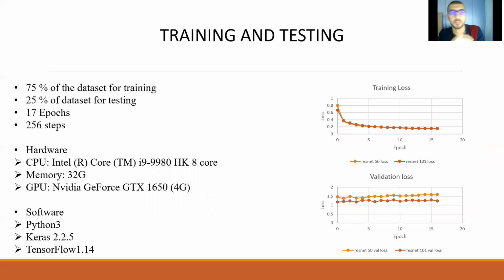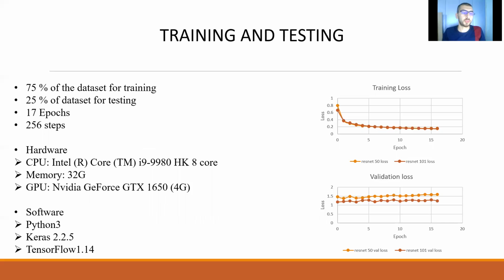Thirdly, for training and testing, we have used 75% of the dataset for training and 25% for testing, with 17 epochs and 256 steps for each epoch. The hardware that was used is a Core i9 ninth generation CPU, 32 gigabytes of memory, and for GPU we have used NVIDIA GeForce GTX 1650 with 4 gigabytes of graphical memory.